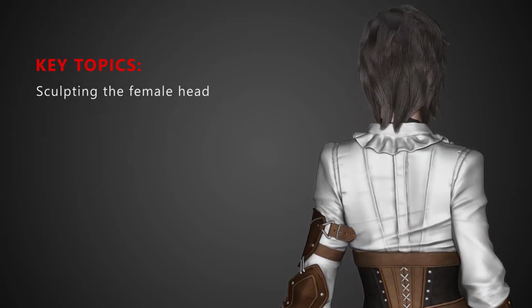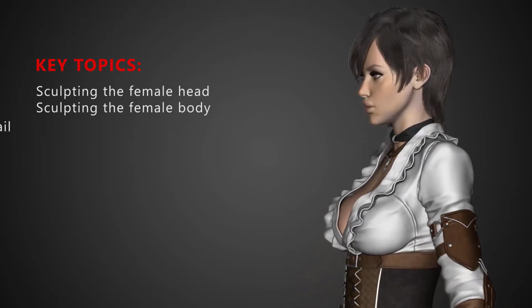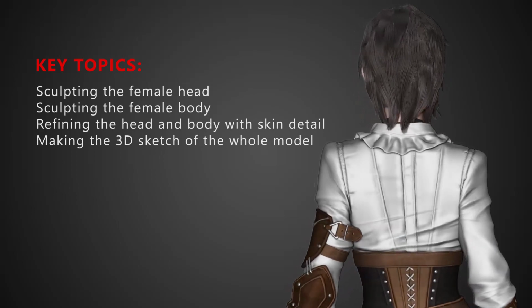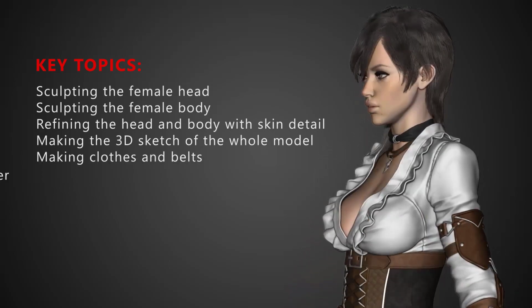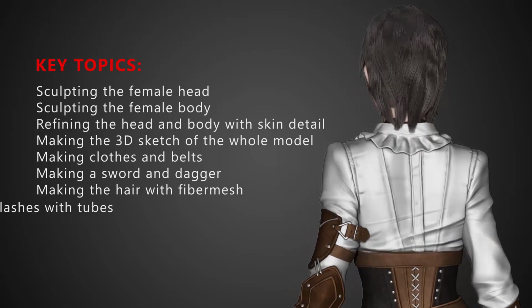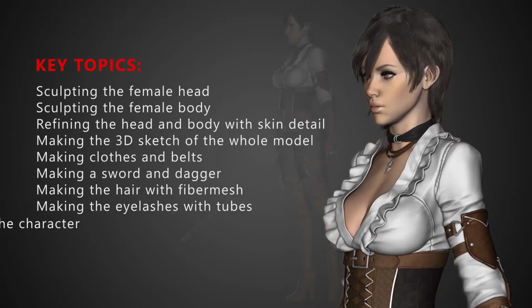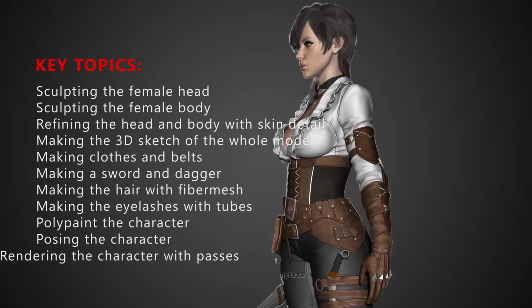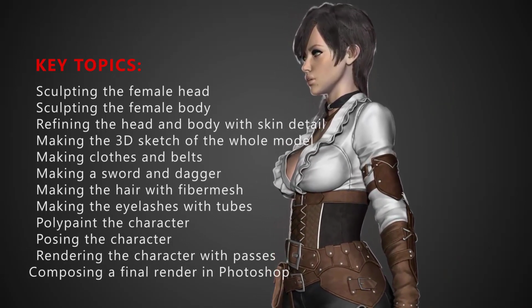In this course, we'll be covering topics such as sculpting the female head, sculpting the female body, refining the head and body with skin detail, making clothes and belts, making a sword and a dagger, making the hair with fiber mesh, poly painting the character, posing the character, rendering the character with passes, composing a final render in Photoshop.